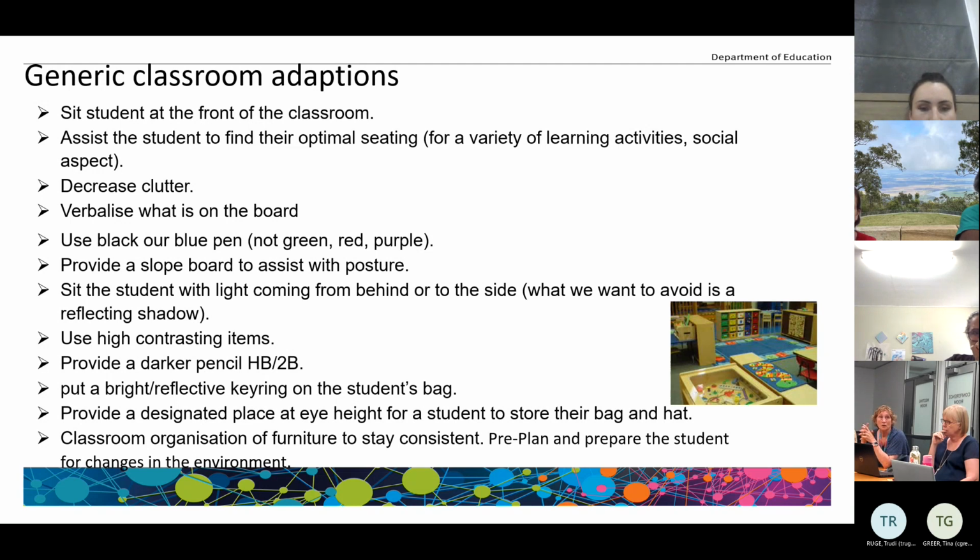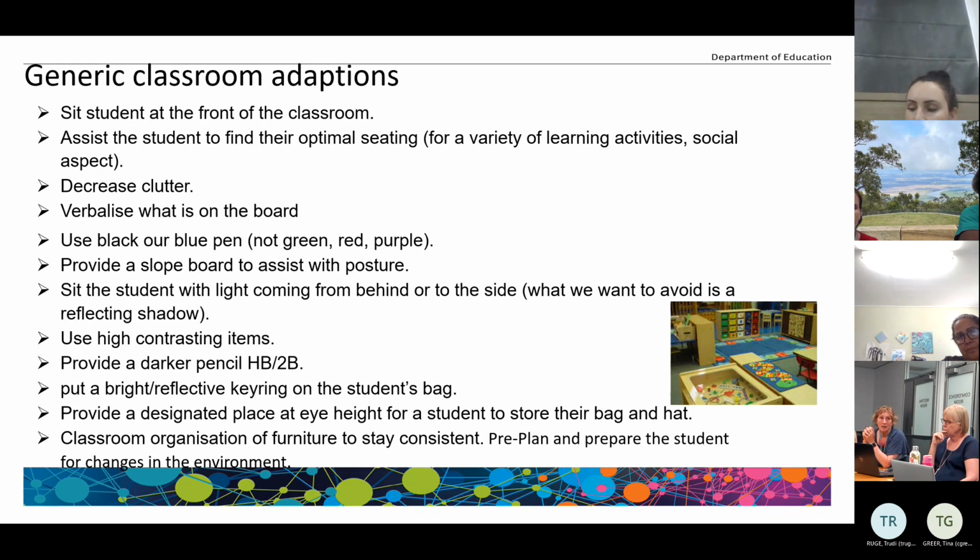Verbalise what is on the board and what you're doing. Use black, or it should be used black or blue pen, not green, red or purple, because black and blue are the easiest ones to see on an interactive whiteboard. Provide a slope board to assist with posture. Sit the student with light coming from behind or to the side to avoid that reflecting shadow and glare.